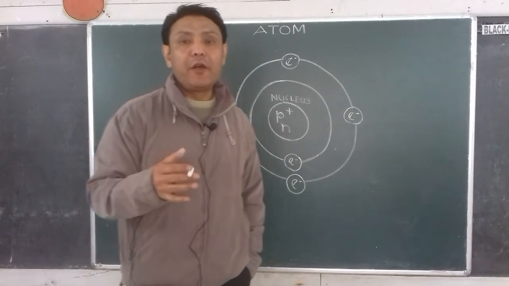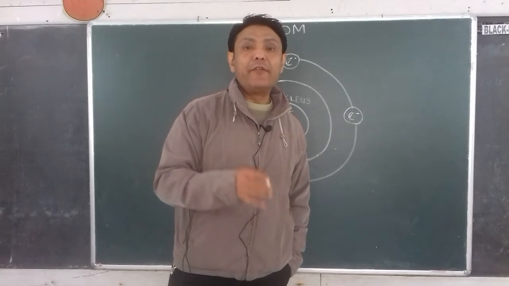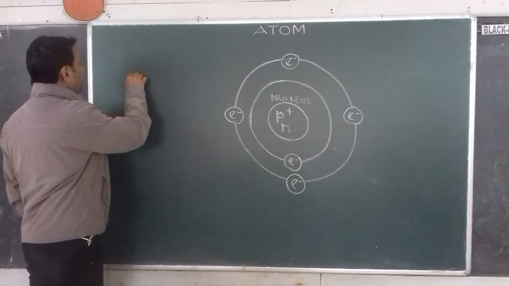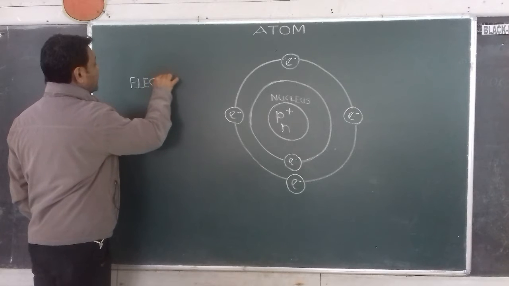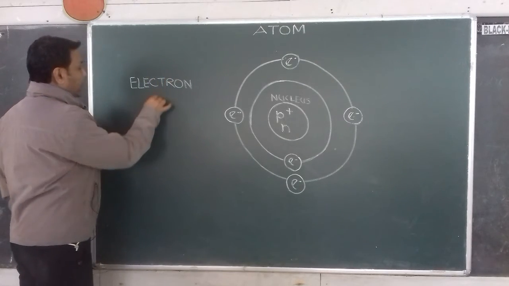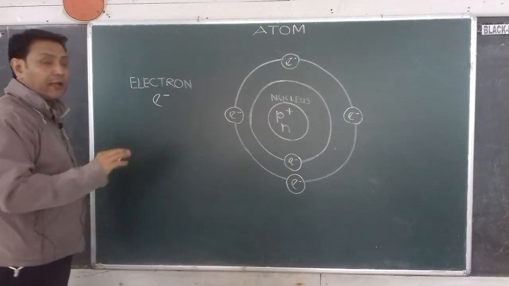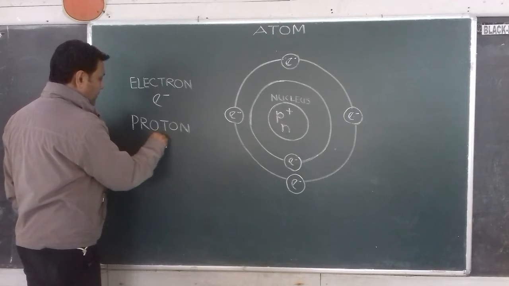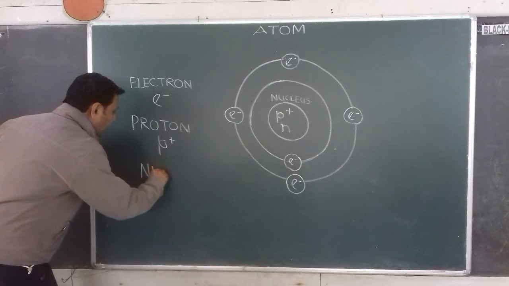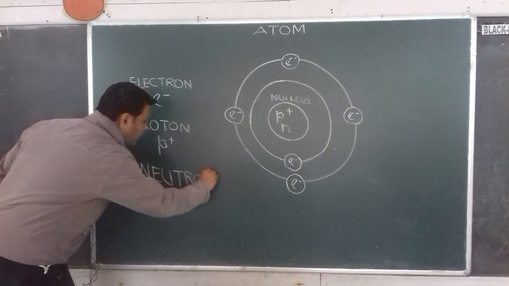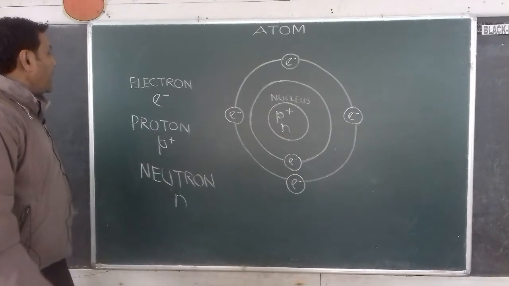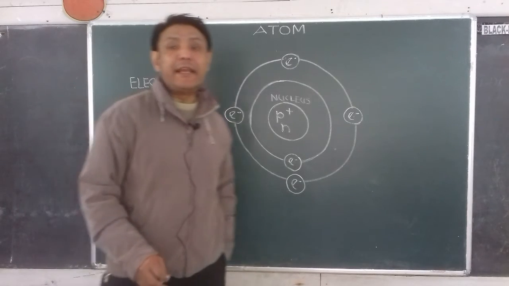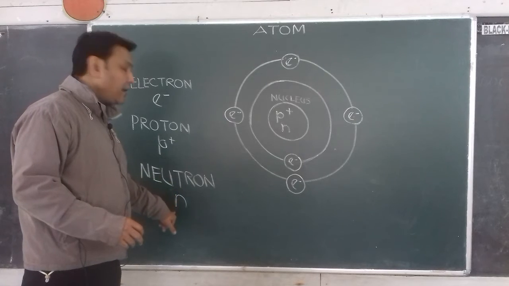Before that, we first talk about the three subatomic particles of an element. The first one is the electron, symbolized by e minus. Then we have the proton, p plus, and we have the neutron, symbolized by the letter n. As you can see from the signs here, the electron is negatively charged, protons are positively charged, and neutrons are neutral. They do not have any charge.